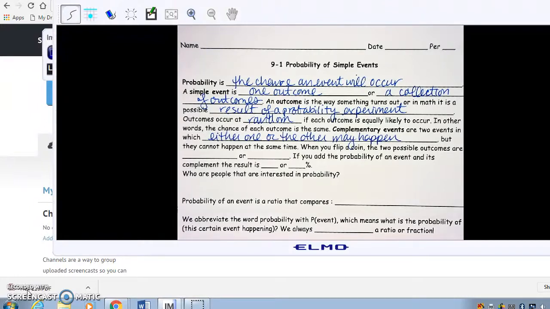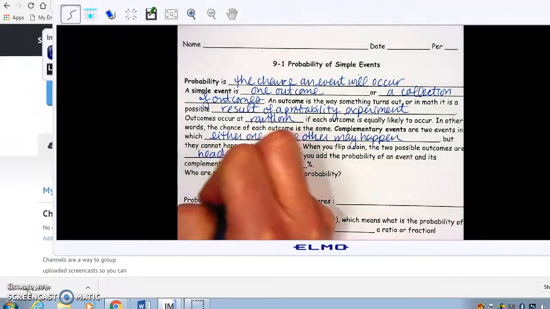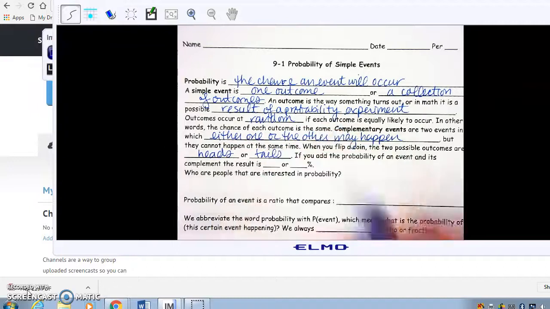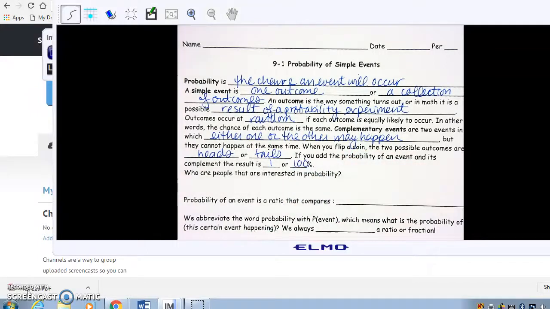For example, when you flip a coin, the two possible outcomes are either, of course, heads or tails. If you add the probability of an event and its complement, then the result is 1 or 100%. So in other words, if you flip a coin, you have a 50-50 chance of it being heads, you have a 50-50 chance of it being tails. 50% either way, 50% plus 50% equals 1 whole or 100%.